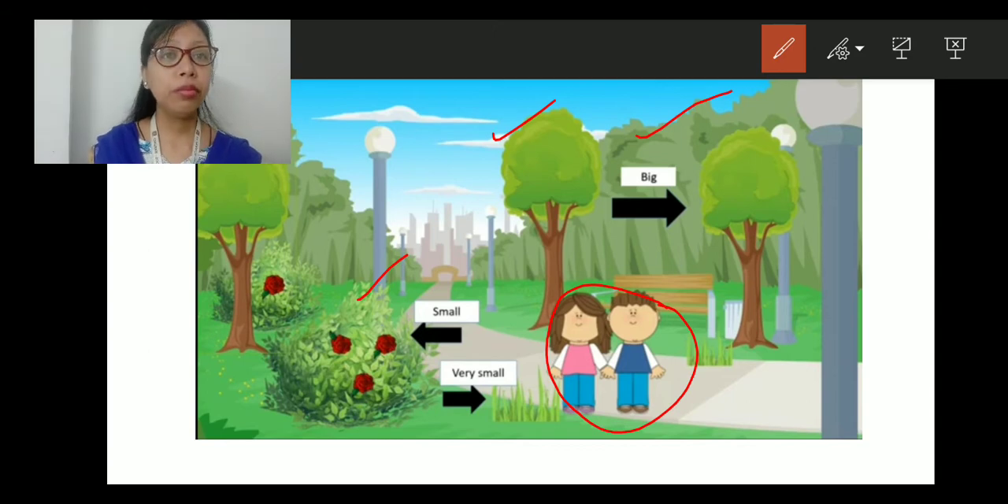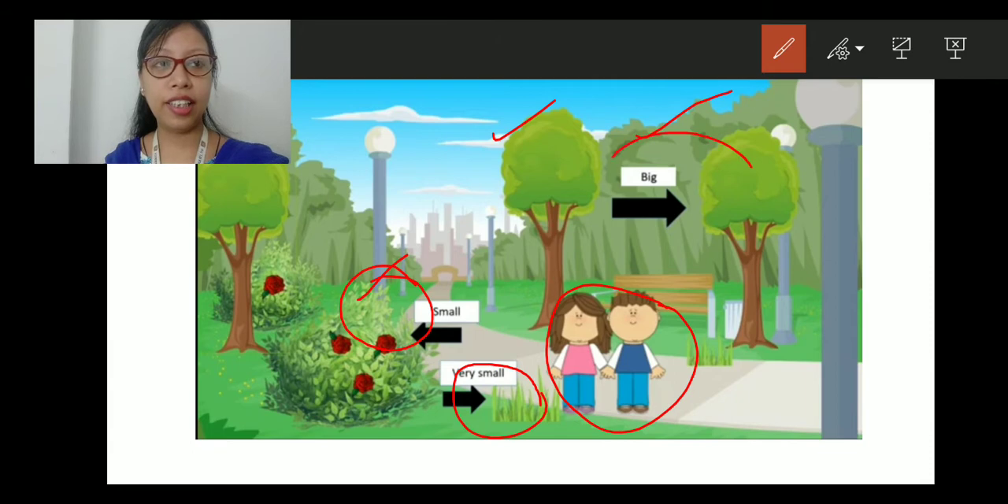So now when they are walking at the park, they can see lots and lots of plants. But do these plants look similar? Do they look the same? No. If you can see on the screen, these plants do not look the same. This plant is a small plant, and then you can see here these are very small, and then these are the big ones. So they have a name. We will be discussing everything in this lesson.